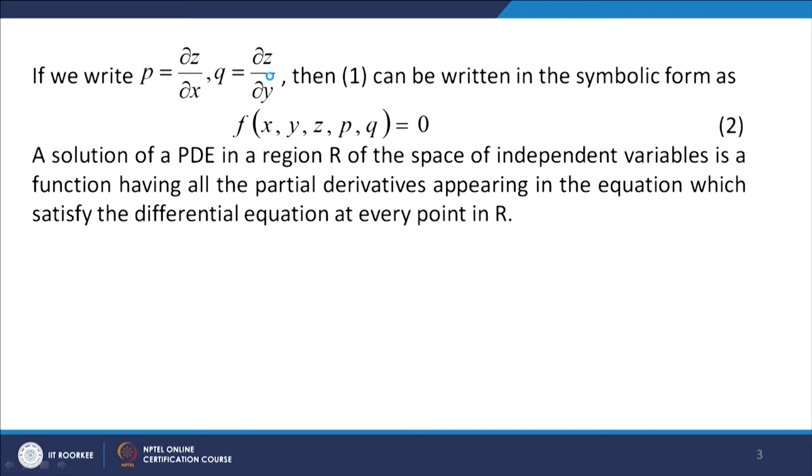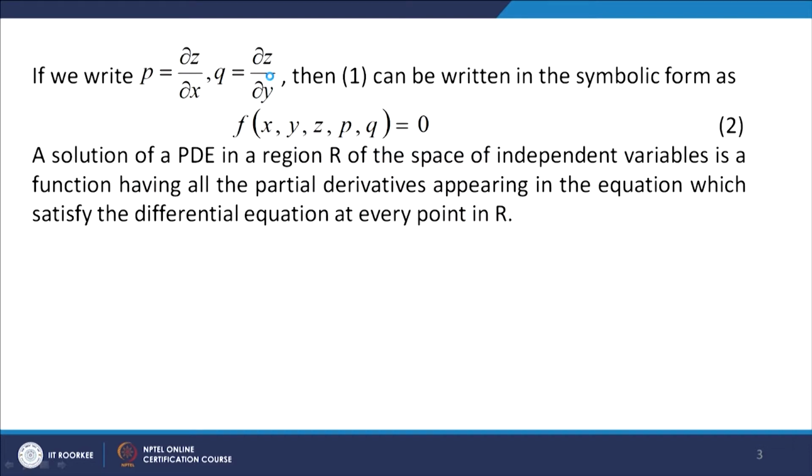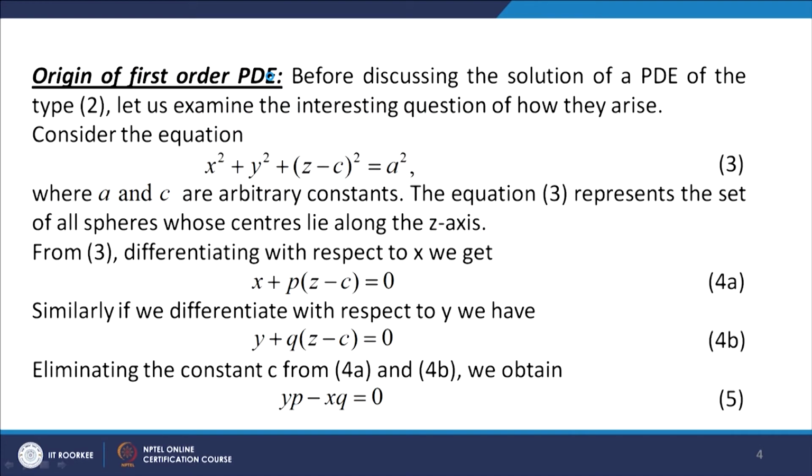A solution of a partial differential equation in a region R of the space of independent variables, here we are taking them as x, y, is a function having all the partial derivatives appearing in the equation which satisfy the differential equation at every point in R. Let us see how the first order partial differential equation originates. So, before discussing the solution of a partial differential equation of the type 2, that is f(x, y, z, p, q) = 0, let us see how the partial differential equation of first order arises.